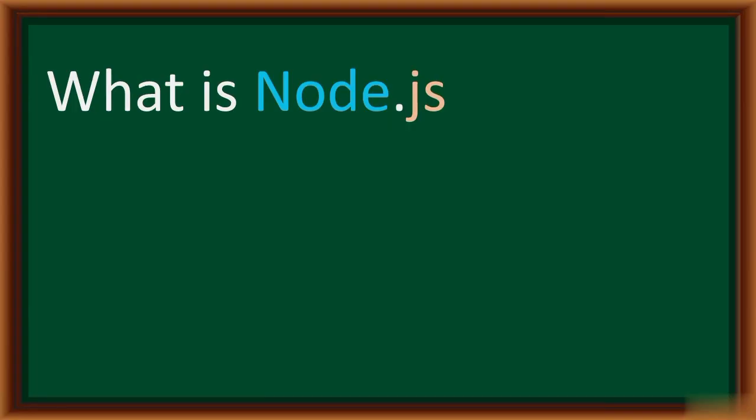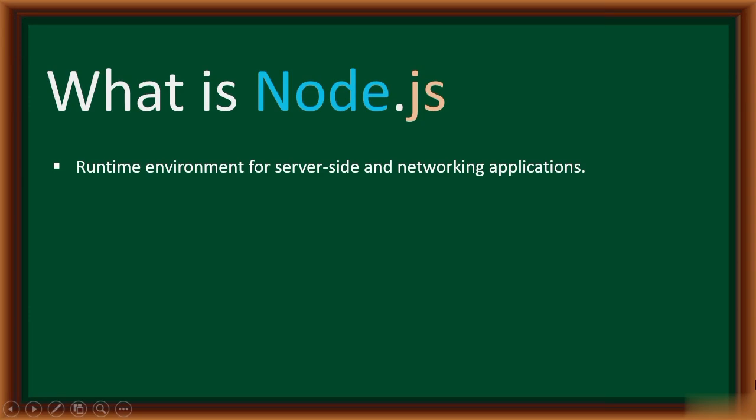What is Node.js? Node.js is a runtime environment for server-side and networking applications. Runtime is a general term that refers to any library, framework, or platform that your code runs on. Node.js is also open source. By open source, it means that software that people can modify and share because it is designed for public access.